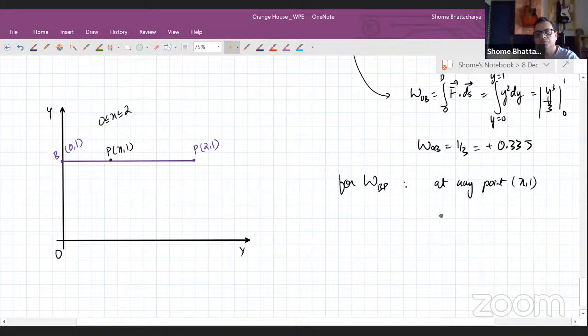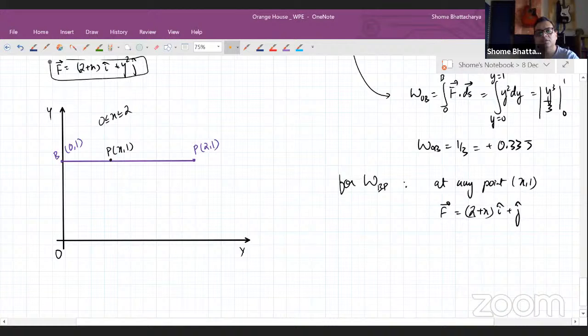At any point in between, x, comma 1, what about the force? The force will be given by (2 plus x) i cap plus j cap, because y's value is 1. This will be the value of force, because force in general was (2 plus x) i cap plus y square j cap. Now the y coordinate of any point is equal to 1, so this will become 1 j cap.